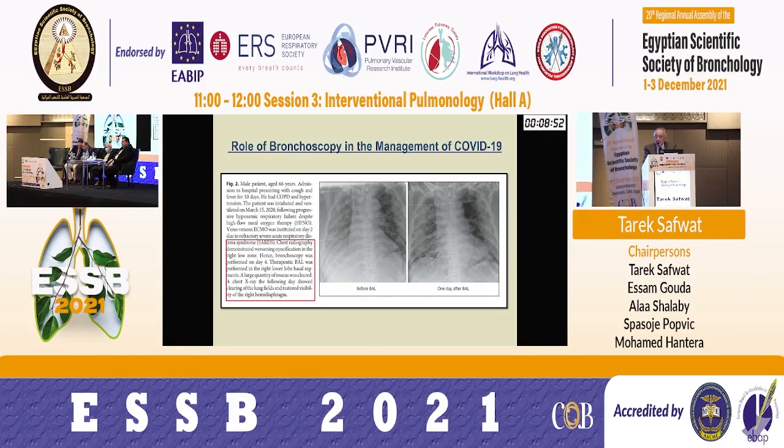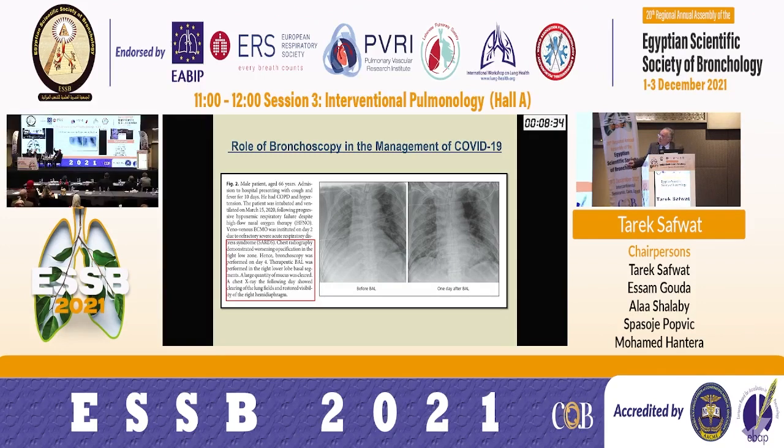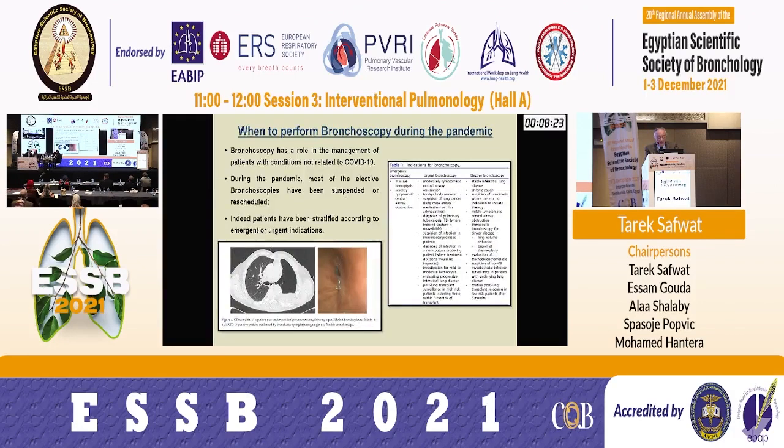That's another indication. This patient was mechanically ventilated. He had a lobar collapse, a lot of secretions here, and a bronchoscopy was actually performed to relieve this and to suck all the secretions which made the collapse of the right lower lobe. So that's another indication which is important during mechanical ventilation.